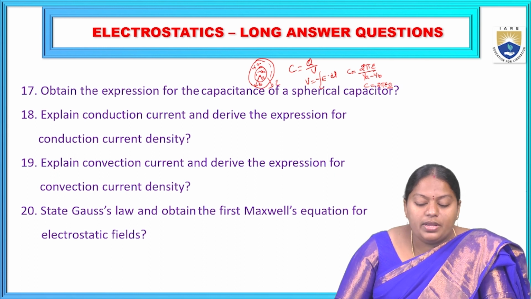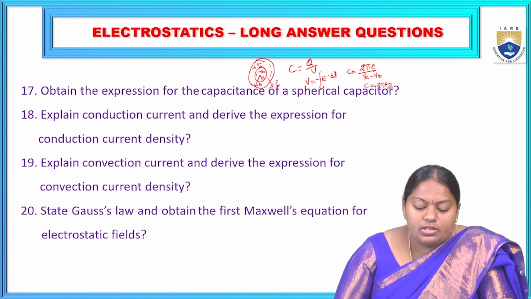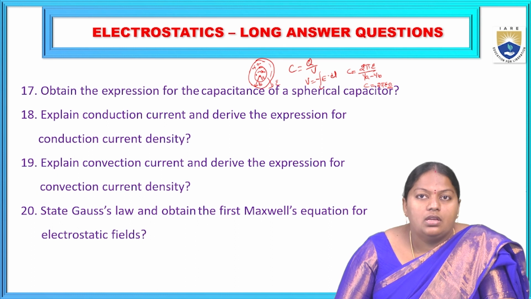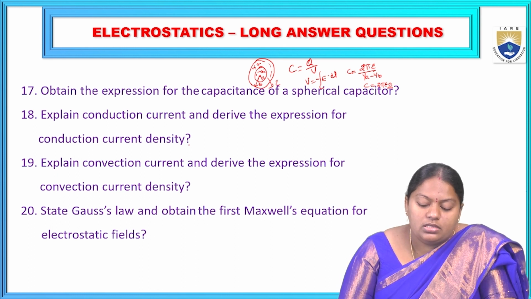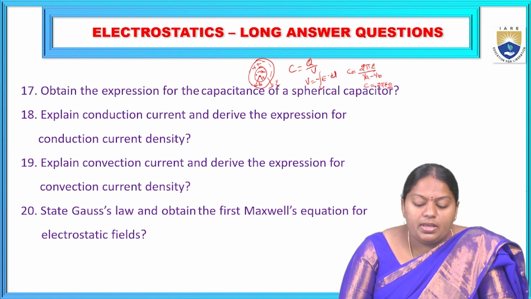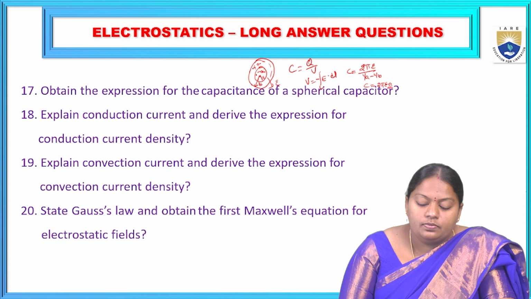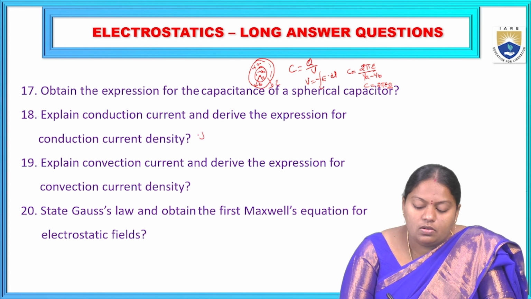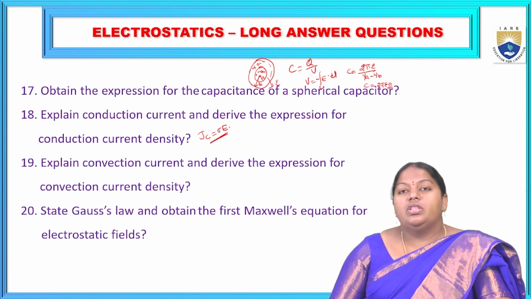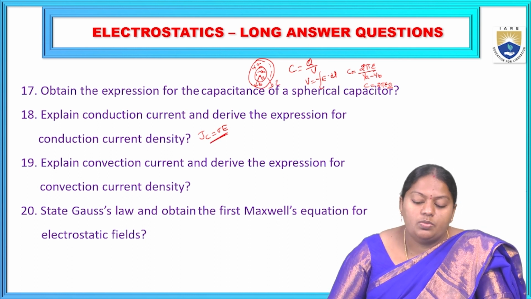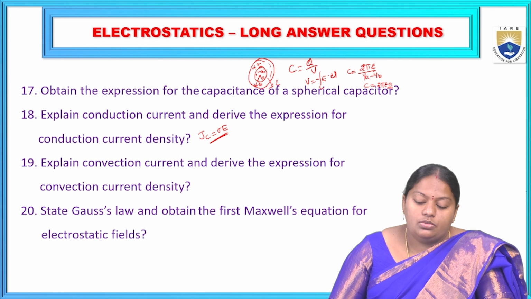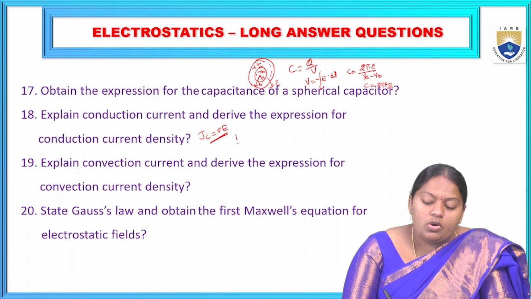Next, explain conduction current and derive the expression for the conduction current density. To derive the conduction current density, it requires a conducting medium. By applying a proper electric field to that, it is derived as Jc equal to sigma into E, where sigma is the conductivity of the material and E is the applied electric field. So this is also called the point form of Ohm's law.